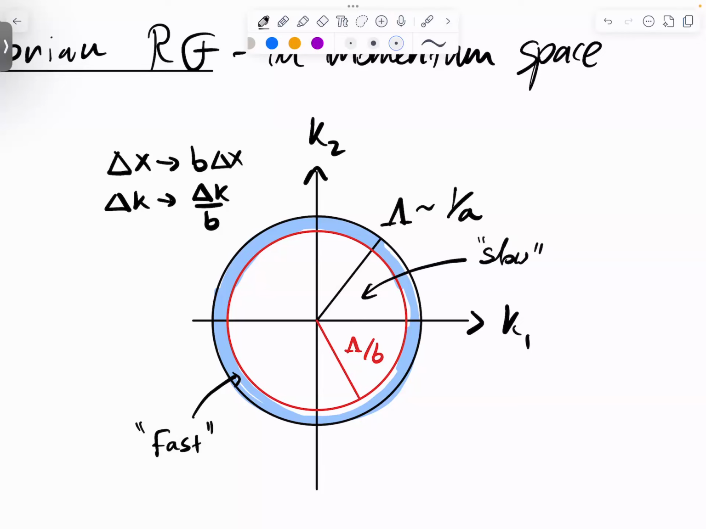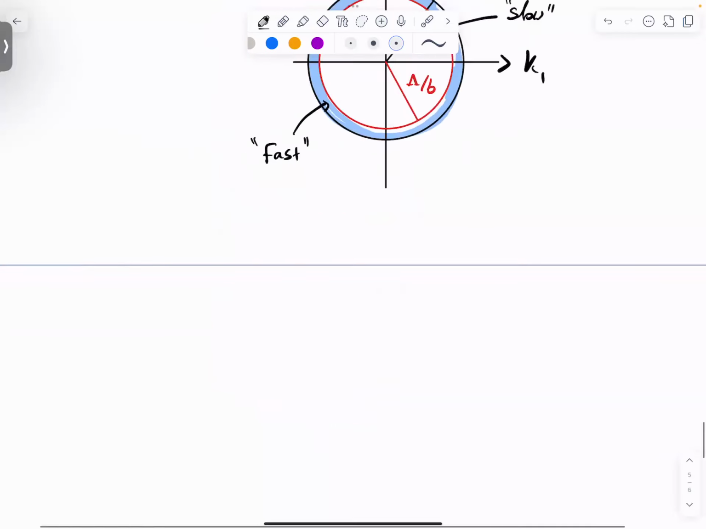And then the way you do the same procedure of the RG is that this elimination that we did of the high energy states, we're going to do the same thing here. We're going to eliminate these fast modes and obtain a renormalized theory for the slow modes. So let's see how that works.